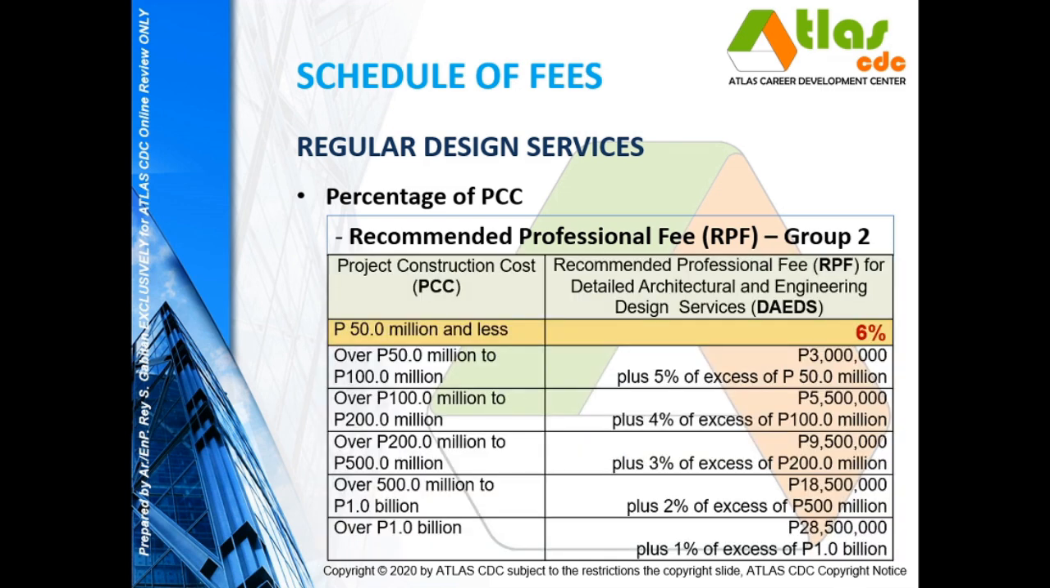So this is now the recommended professional fee for Group 2. Using the DAEDS for 50 million and less, it will be at 6%. Again, as the project construction cost goes higher, the computation for the percentage for the excess should be also lower, no? And now for the detailed architectural design services, or DADS, for 50 million or less, the recommended professional fee is at 3.6%.